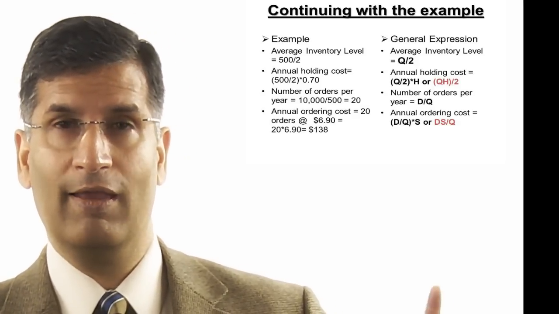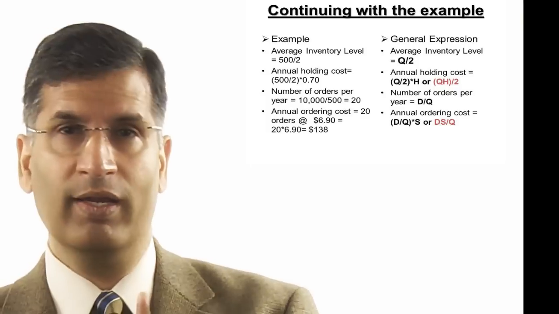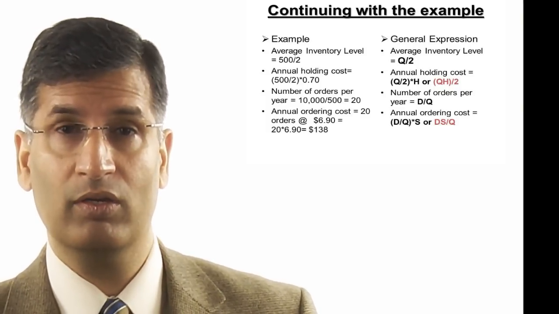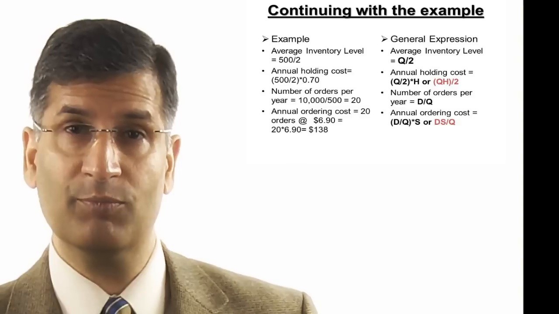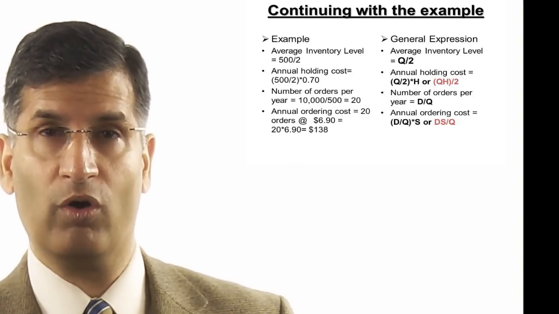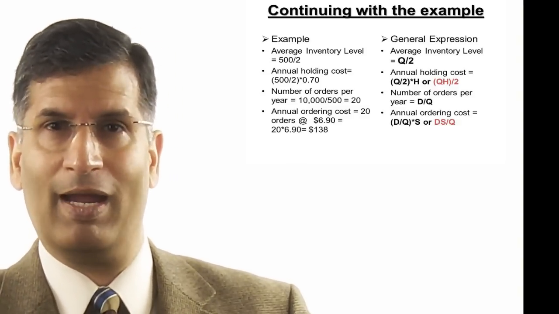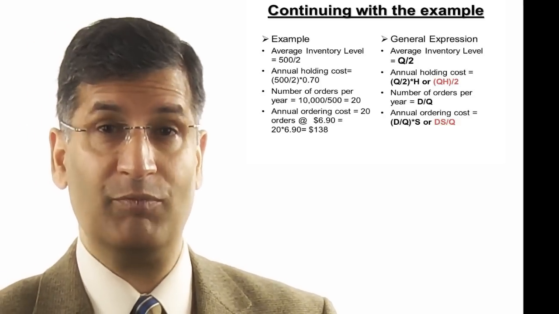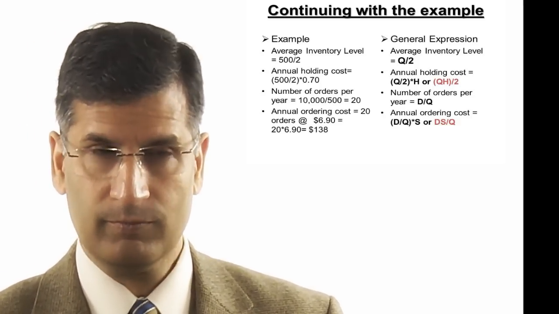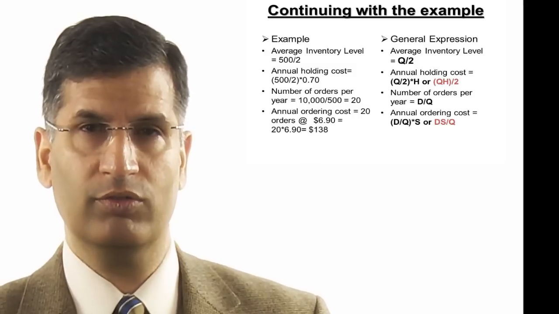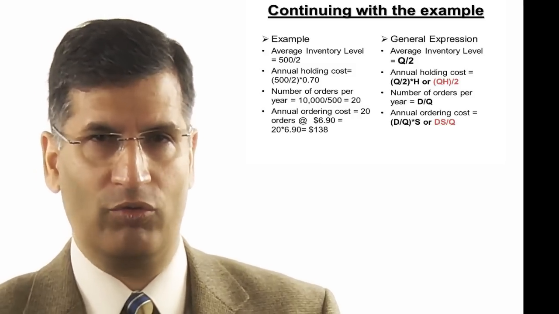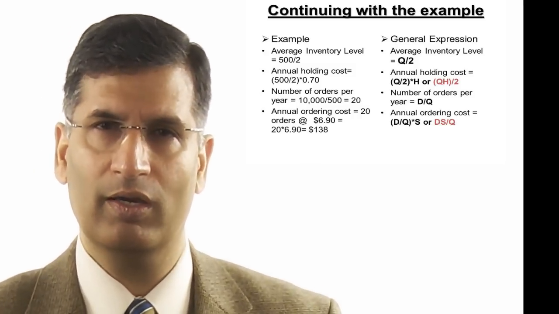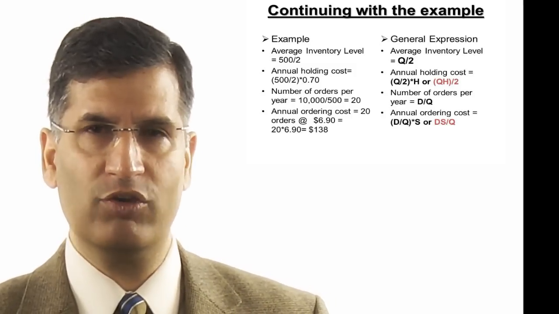So, if you hold one item for 1 year, it costs you 70 cents. So if you hold 250 items for the whole year, it is going to cost you 500 divided by 2, which is the average inventory, times 70 cents. The general expression is Q divided by 2 times H, or simply rearranging the terms gives you QH by 2.